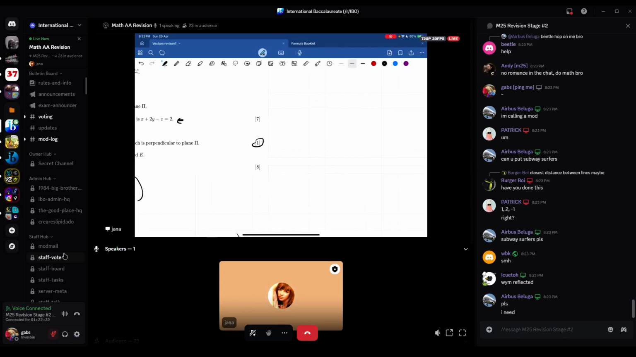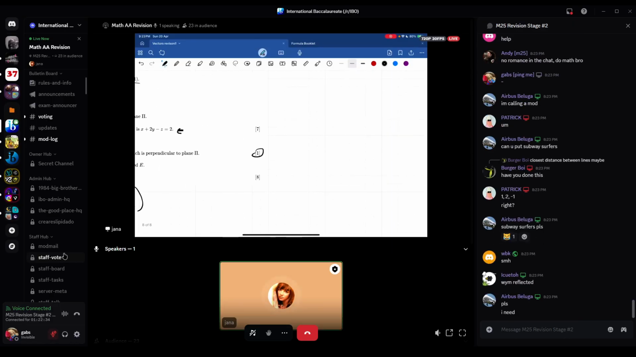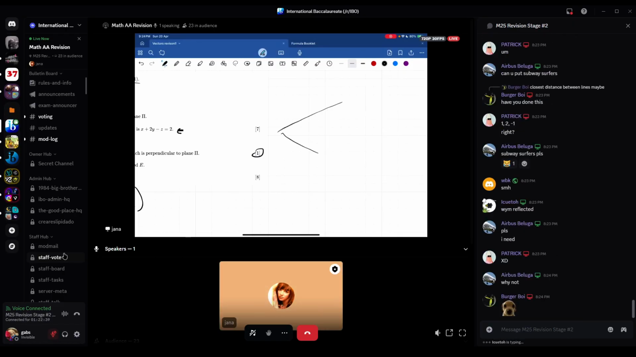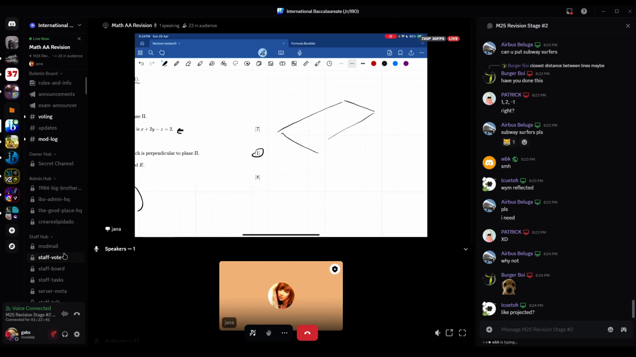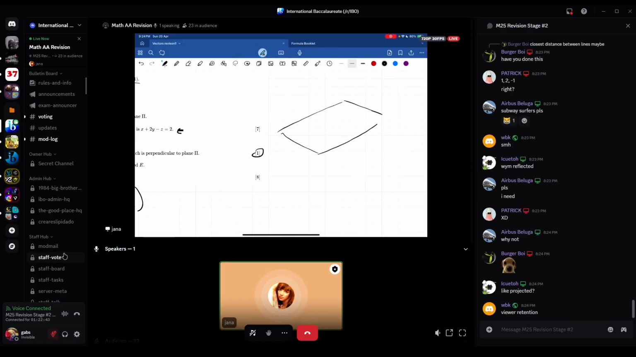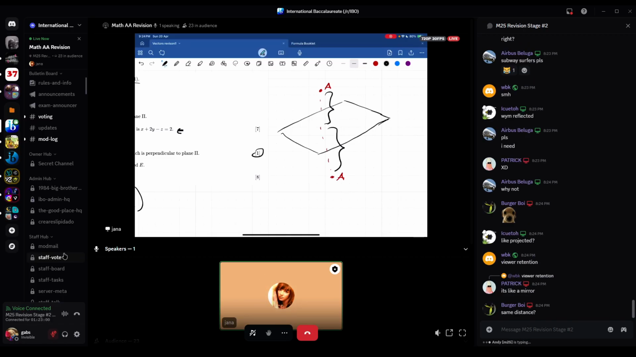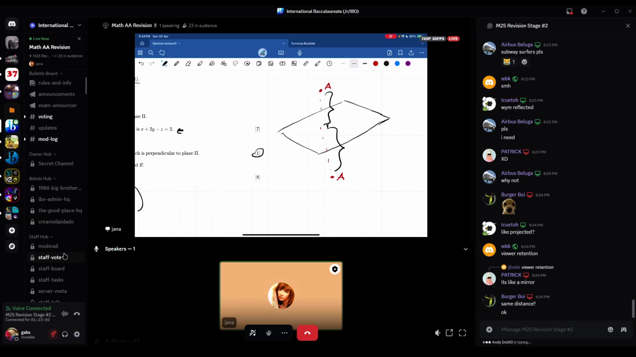Okay. Let me draw it. Anyway, let's say you have a plane pi. Yes, pretty much. It's like a mirror. So, you have a point here. Point A is reflected in the plane, so it ends up there. And it's the same distance from here to here, and that's like that.